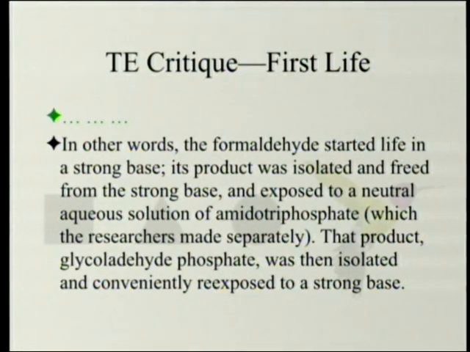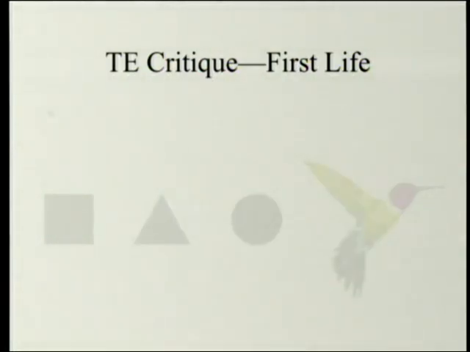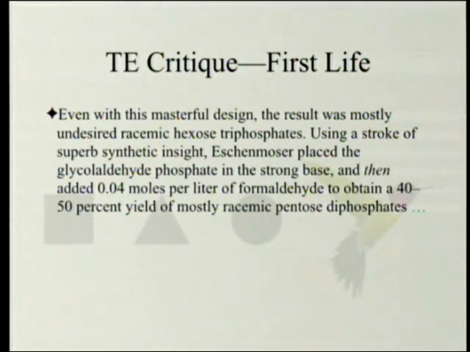In other words, the formaldehyde started life in a strong base. Its product was isolated and freed from the strong base and exposed to a neutral aqueous solution of amidotriphosphate, which the researcher made separately. That product, glycoaldehyde phosphate, was then isolated and conveniently re-exposed to a strong base to add the rest of the formaldehyde. Even with this masterful design, the result was mostly undesired racemic hexose triphosphates. That is, you got glucose and things like that, which are longer than ribose.